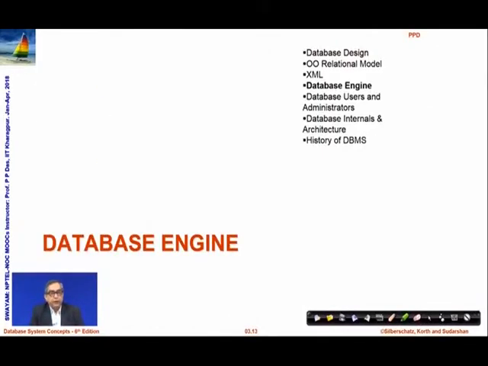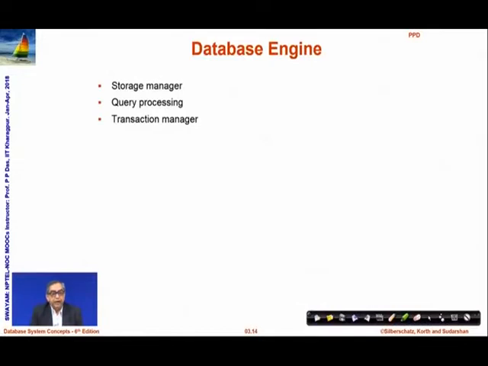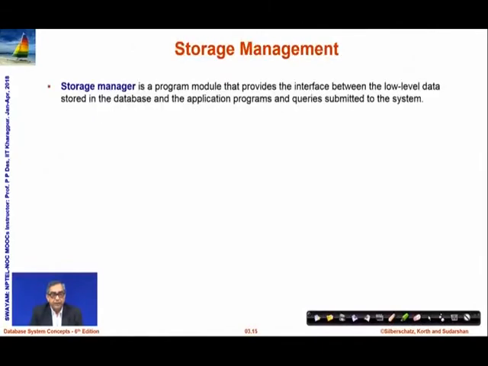Moving on, let us briefly look at the core of a database management system, the database engine. The database engine primarily contains three major components: the storage manager, the query processing engine, and the transaction manager. The storage manager is a module or a collection of modules in a database management system that provides the interface between the low level data and the application program.